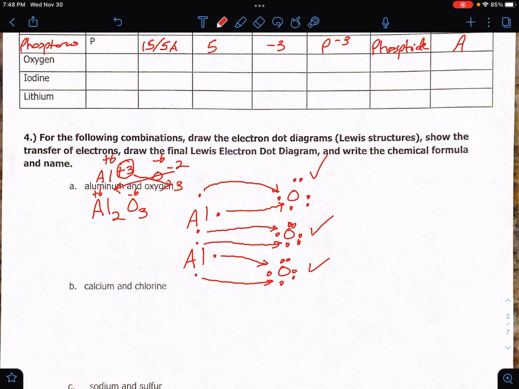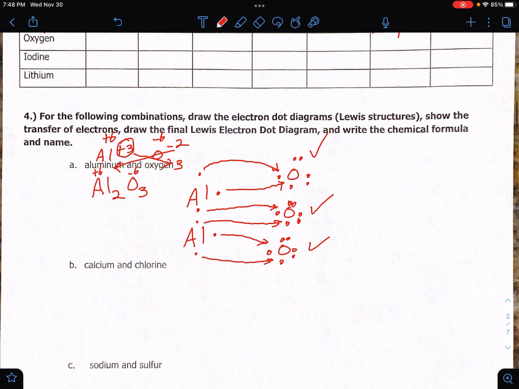Okay, so let's do a little more simple one, and then we'll move on. So calcium is a +2, chlorine is a -1. If I were to write out a balanced formula, that 2 would go here, that 1 would go here. So that means I need 1 calcium and 2 chlorines, which should make sense. If I have a +2 charge and chlorine is a -1, I would need 2 of those chlorines to balance out with that +2.